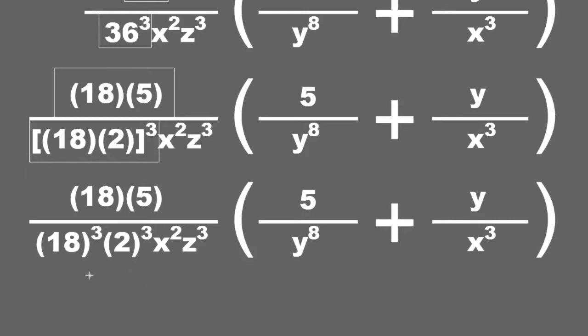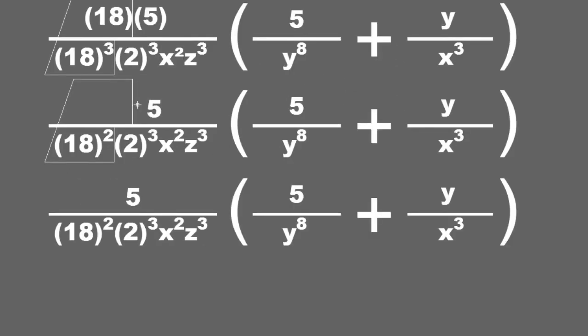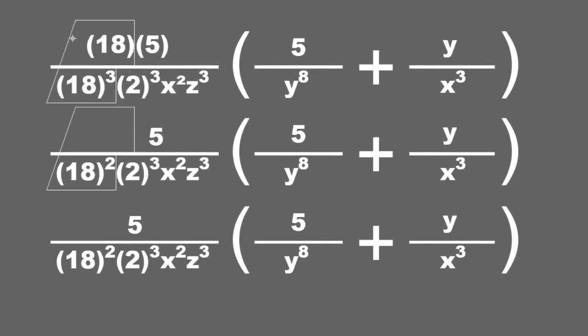The reason I do that is because now I can make these two 18s go into a battle, just like the x's and the y's did before. I have an 18 on the numerator, I have an 18 on the denominator. They have different exponents. Only one of those 18s is going to survive. Which one is going to survive, the numerator or the denominator? Well, it is the denominator because it has the larger exponent. The larger exponent is 3. The exponent on the numerator is 1.